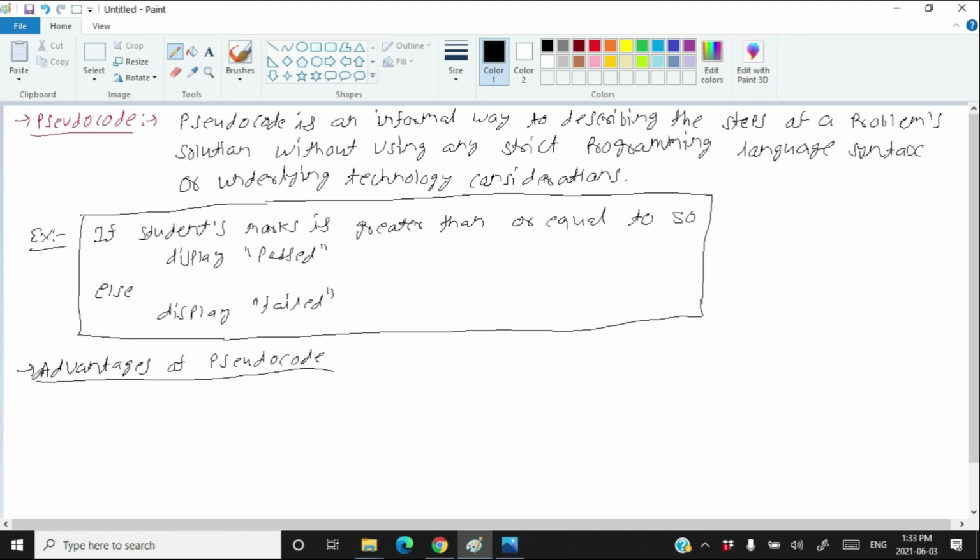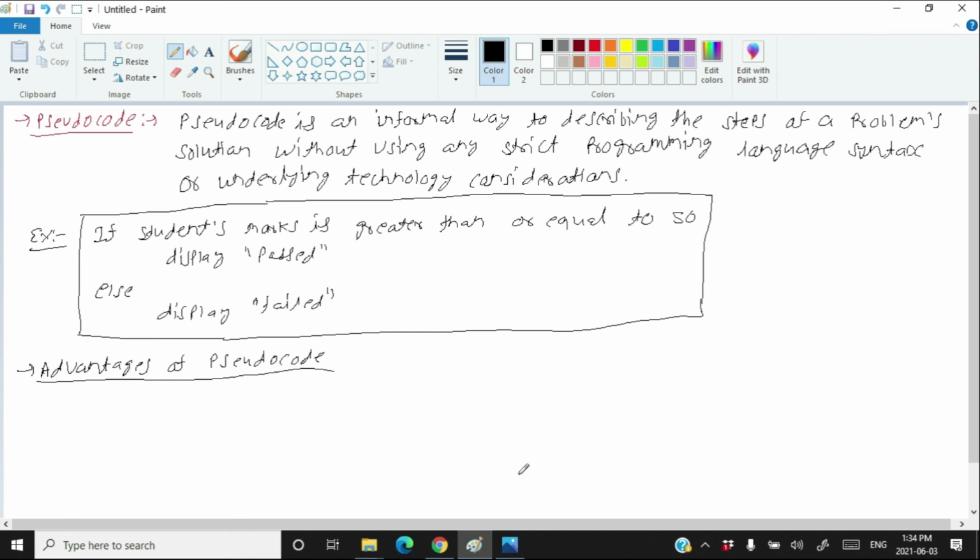It highlights the sequence of instructions. The structure of an algorithm is clearly visible through pseudocode. Means if I give you a C code, then it will be hard for you to read that code and understand. If I give you a Python code, the same thing will happen. But if I give you a pseudocode, it will be very easy for you to understand the procedure, that how it is going to be executed on the computer.